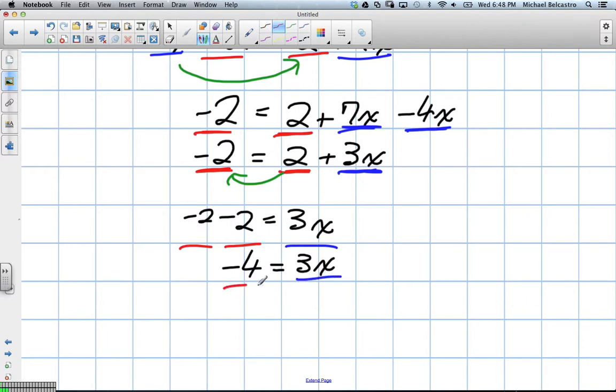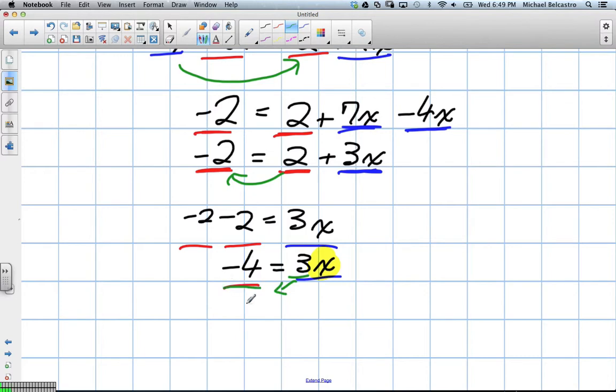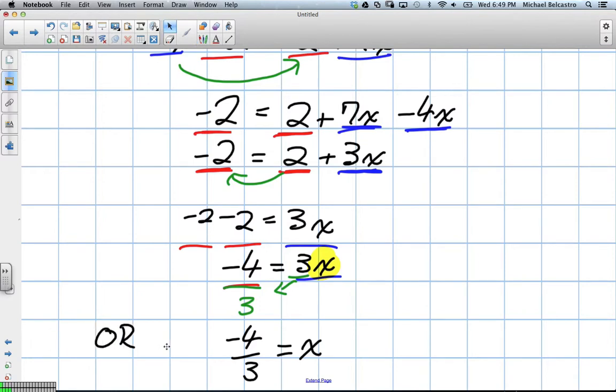Okay, so now we're left with a blue term and a red term. I can't simplify any farther. And they're on opposite sides of the equation. But the goal is to get x by itself. So I still need to move this 3 to the other side. And when I do that, I have to divide by 3. So my answer becomes negative 4 over 3 equals x. As a decimal, that's negative 1.33, or just 1.3 repeated, right?